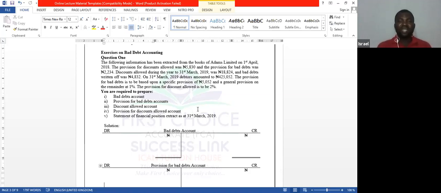The provision for discount allowed was 5,830. That's the opening balance. And the provision for bad debt was 2,234 naira. That's also an opening balance. Discount allowed during the year to 31st March 2019 was 18,824. That's the discount allowed. And bad debt written off was 4,832 naira.